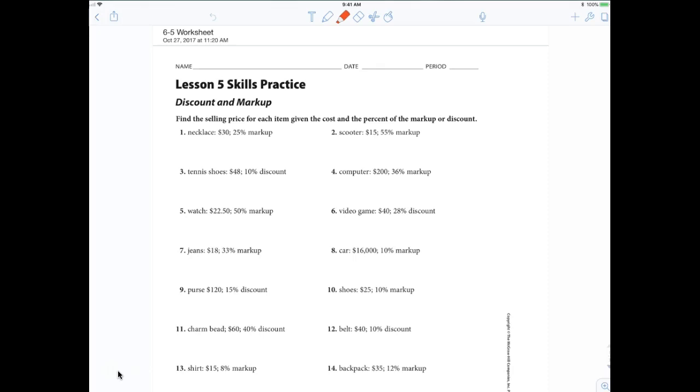So sometimes you're going to mark things up when you sell them. Sometimes you're going to give a discount. If you thought something was going to sell and it doesn't sell, you have to try to lower the price so you would entice someone to buy. Well, that's what we're working on today. You know about percentages, so this shouldn't be that difficult.